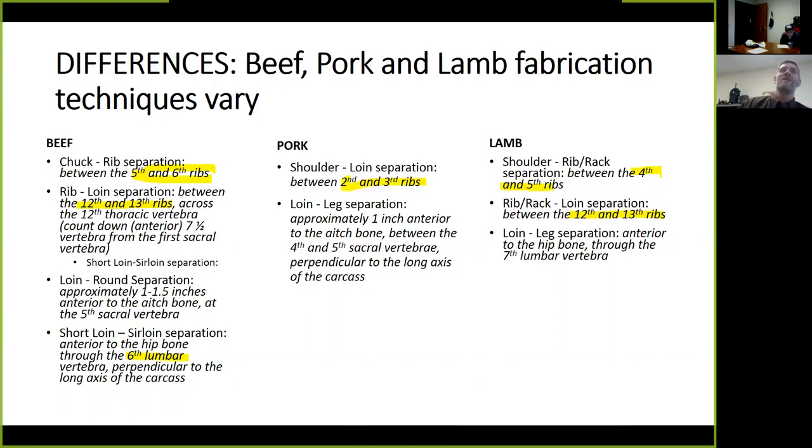In lamb, and this is very important, the loin leg separation is anterior to the hip bone, okay? And that's important, and I want you to write this down, that in lamb, the sirloin chops are derived from the leg. Whereas in beef, the sirloin cuts are derived from the loin.